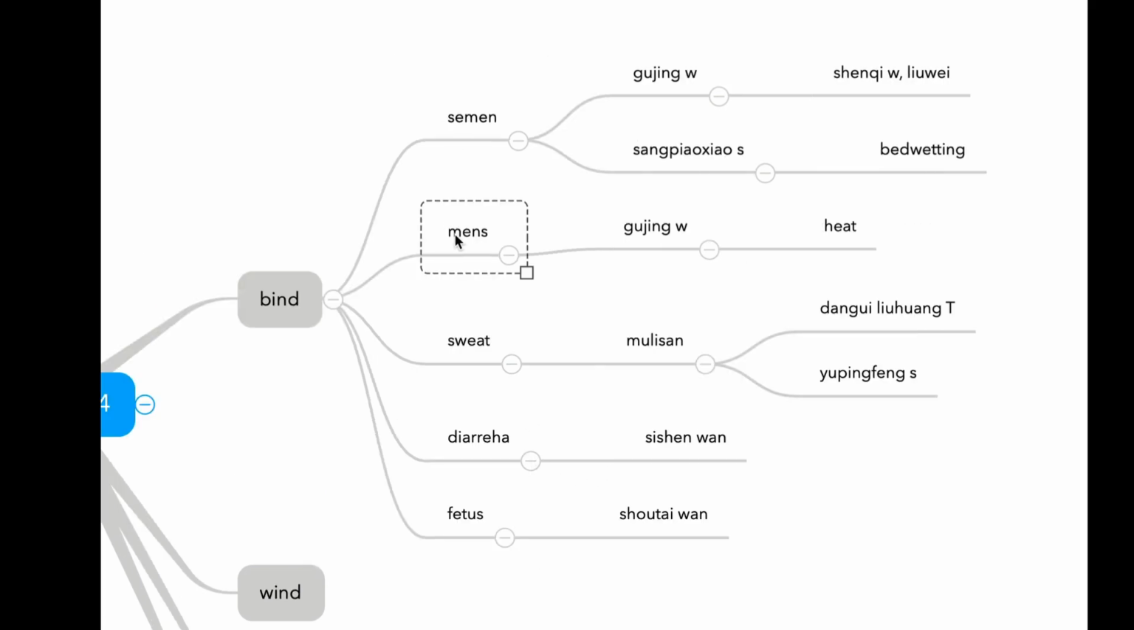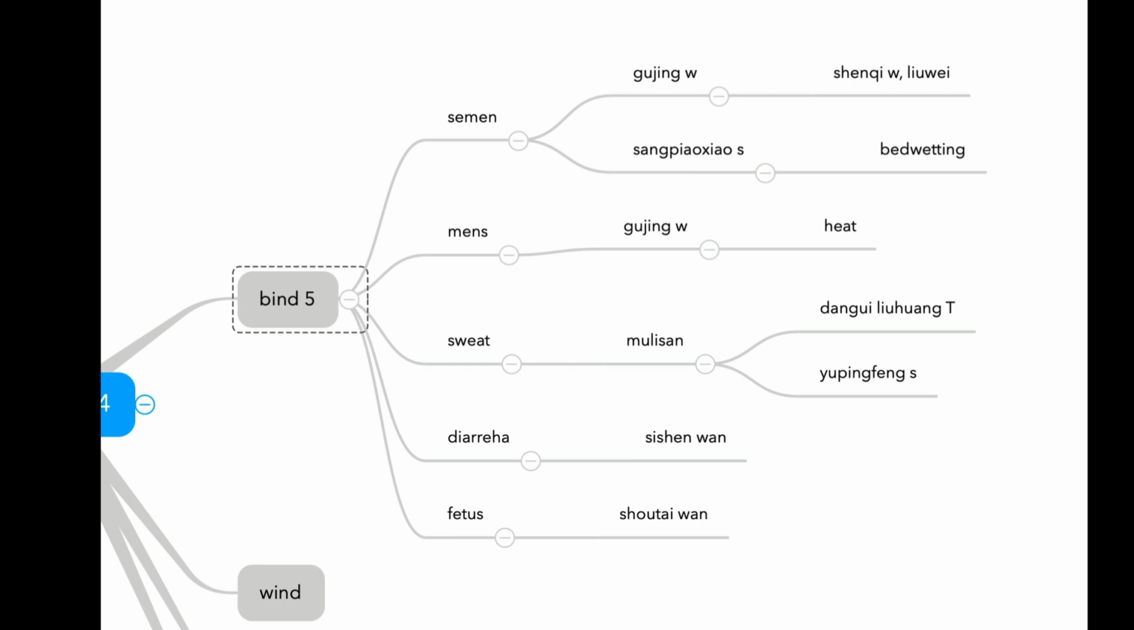So semen, mens, sweat, diarrhea, and fetus. Semen, 구징원. Mens, 구징원. Sweat, Mulisan. Diarrhea, Shishenwan. And fetus, Taiwan. Simple. How many? 5. 5 of them. Bind, 5. Stabilize, 5. Semen and mens, and sweat, diarrhea. It all goes down, semen, mens, diarrhea.